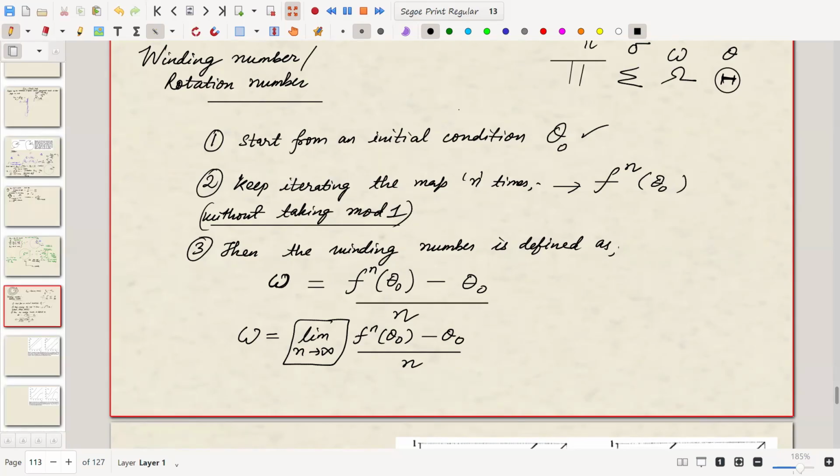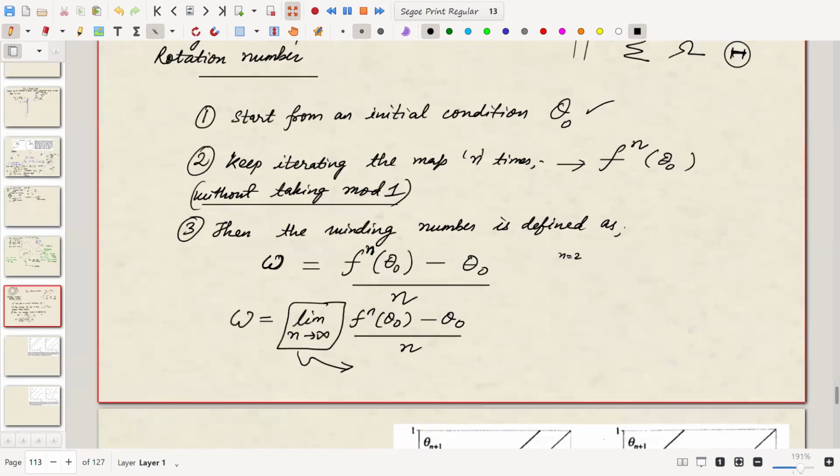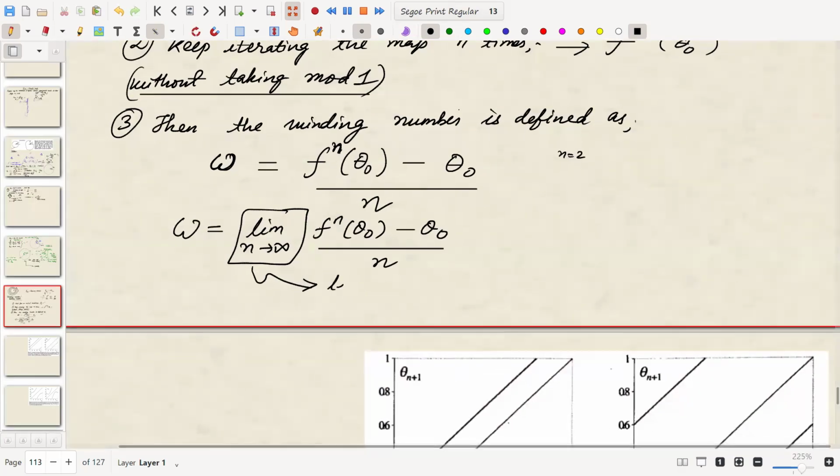Here n is increasing, but I am not bothered about low values of n. What is small n? It is the number of iterations. If n equals 2, you are doing 2 iterations. I am only interested in large values of iterations when computing the winding number. So this limit n tends to infinity signifies that we leave away transients.